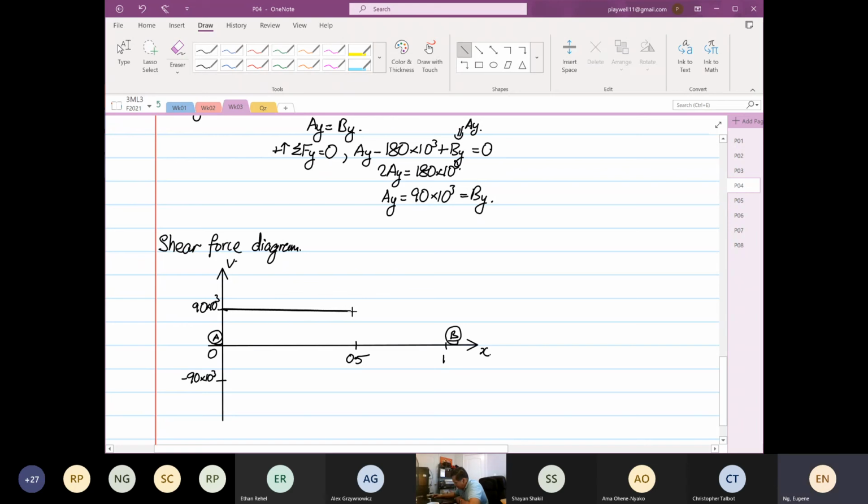So it goes 90 horizontally. Then at the load at 0.5, 180 has been applied. So it will go down by 180. Okay, 180, right? And then it runs horizontally. And then it goes back up. So this is positive now. So now, this is your shear force. Yeah, my distance is a bit off.